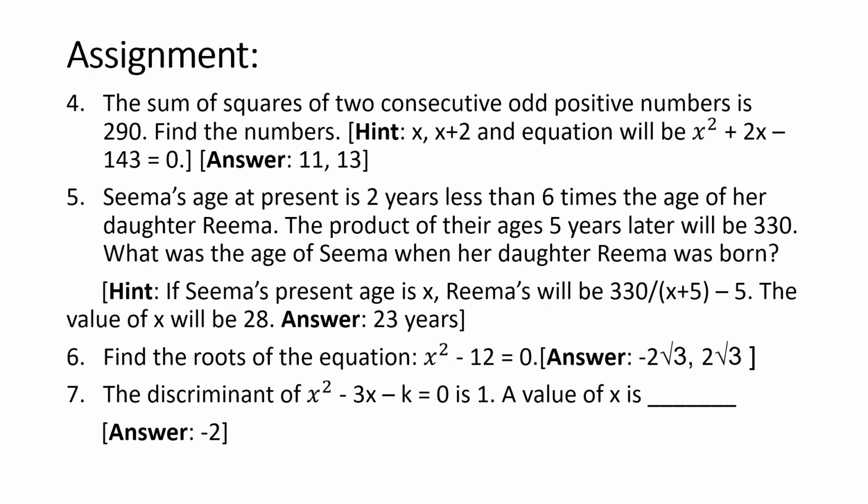Sixth problem: find the roots of the equation x square minus 12 is equal to 0. The answer is minus 2 root 3 and 2 root 3. And the last one is a short question. The discriminant of x square minus 3x minus k is equal to 0 is 1. The value of x will be, the answer is 2.